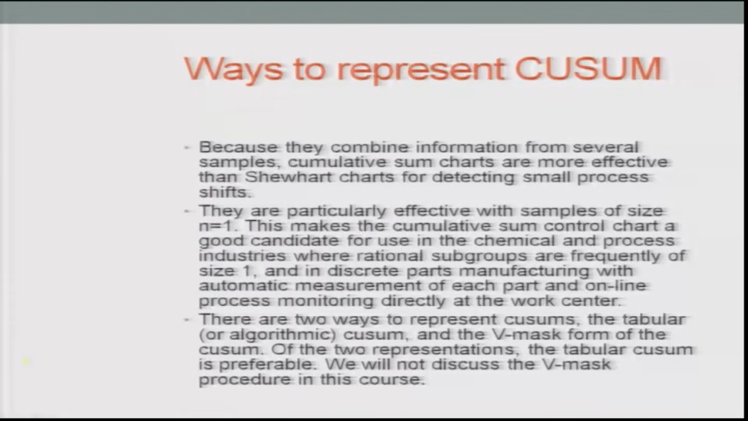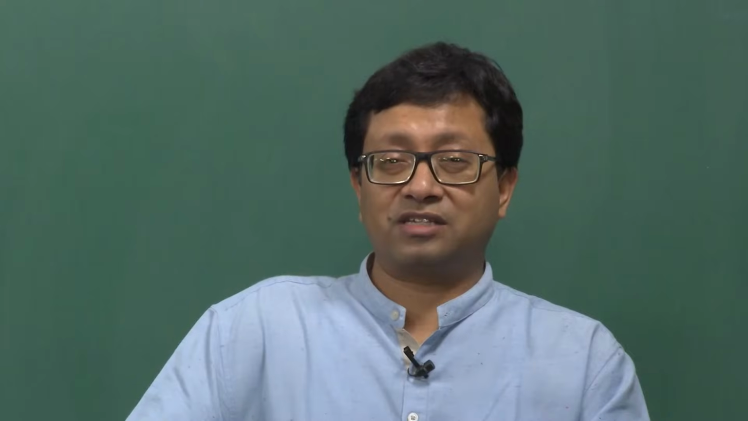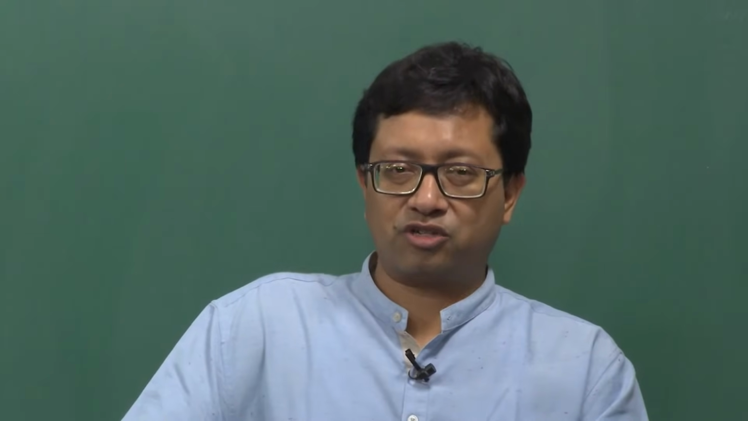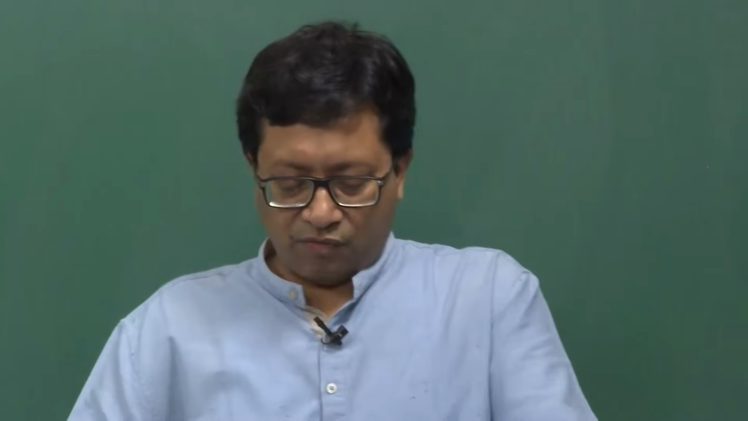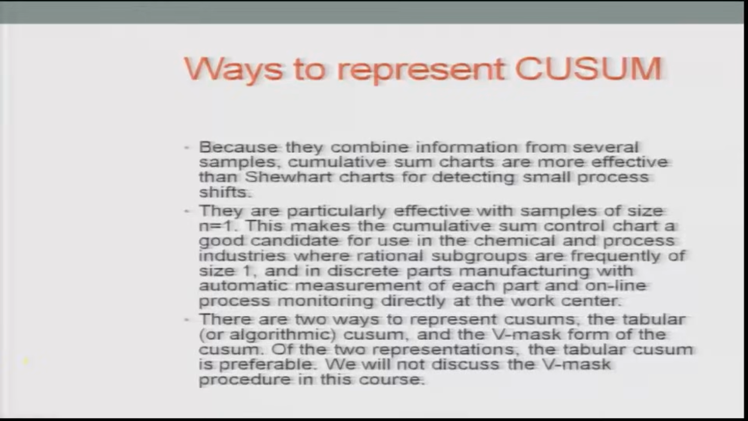This makes the cumulative sum control charts a good candidate for use in chemical and process industries, where the difficulty of collecting more than one sample is very high. Or, for example, in destructive testing, you have only one sample which you can destroy to take the readings. And in discrete part manufacturing, with automatic measurements of each part and online process monitoring directly at the work center, the number of observations you can have is very limited, hence the sample size is small.